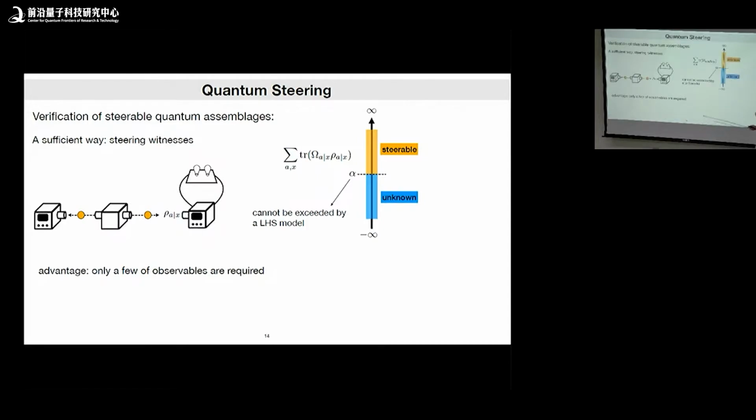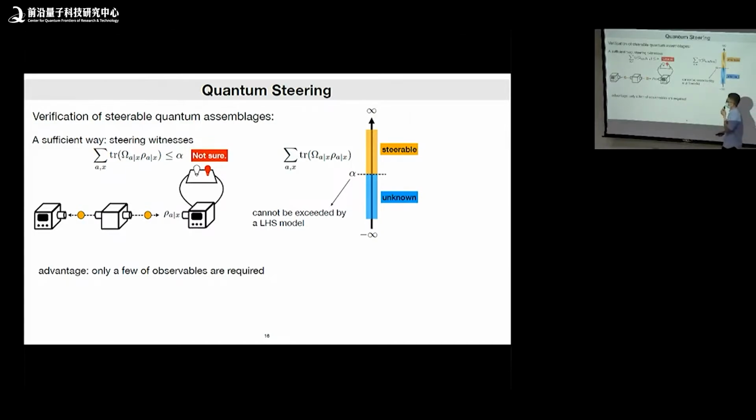So from the experimentalist's point of view, this just gives something like a yes/no result. An experiment just checks if the expectation value is above this alpha. If it is the case, then they will say, okay, yes, the underlying state or underlying assemblage is steerable. And if it is another result, then we don't know what is happening in this assemblage.